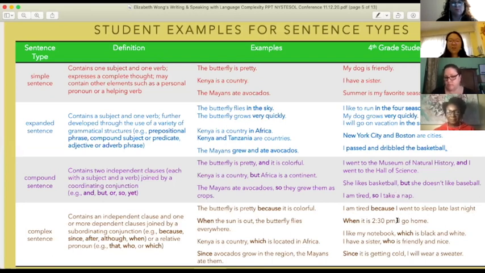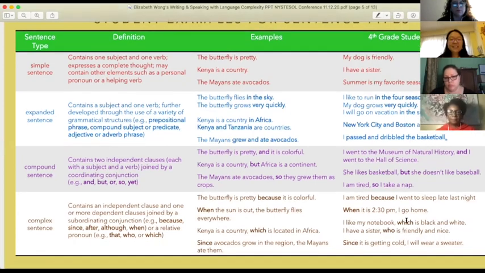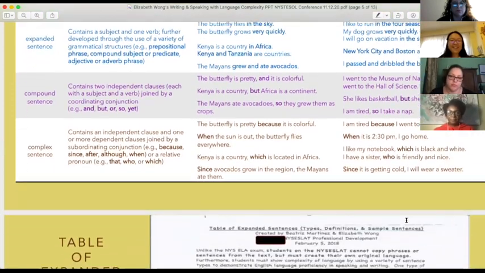And finally, for your complex sentences, I am tired because I went to sleep late last night. When it is 2:30, I go home. I like my notebook, which is black and white, so adding additional information. And if you're talking about people, use who. So I have a sister who is friendly and nice. And finally, since it is getting cold, I will wear a sweater.